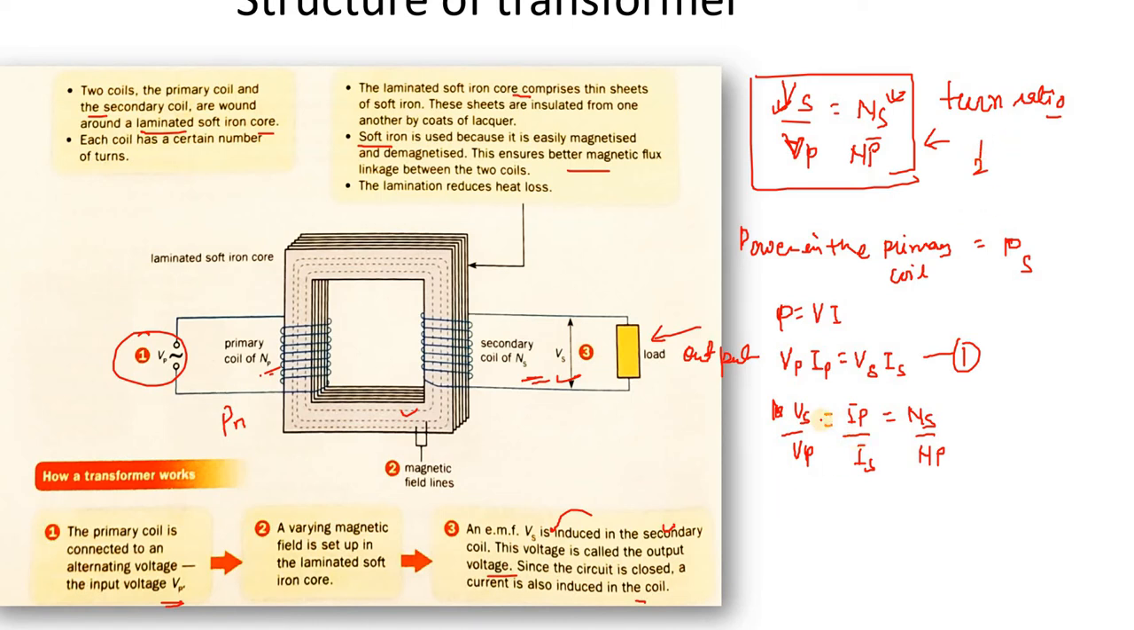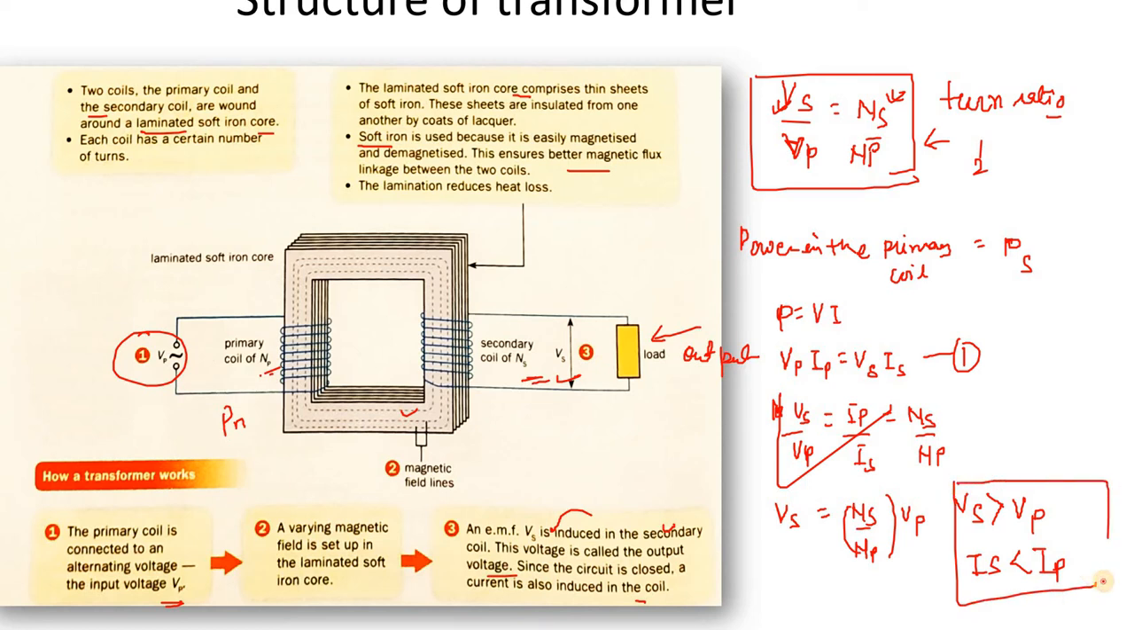So if I want to know how much the voltage is more, can I say that Vs will be your Ns by Np into Vp. It means whatever turn ratio we have, that multiplication will be with the primary voltage, and you will get this answer. So what does it mean? If you look at this equation very clearly, if you have more Vs than Vp, then what? It means your Is will be less than the Ip. And this is what we are going to discuss in the step up and step down transformer.